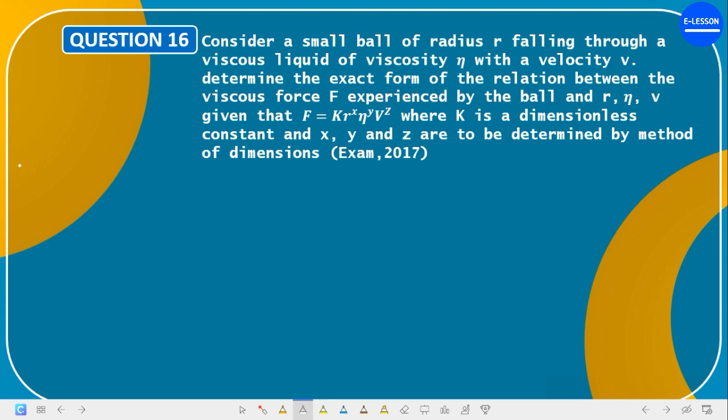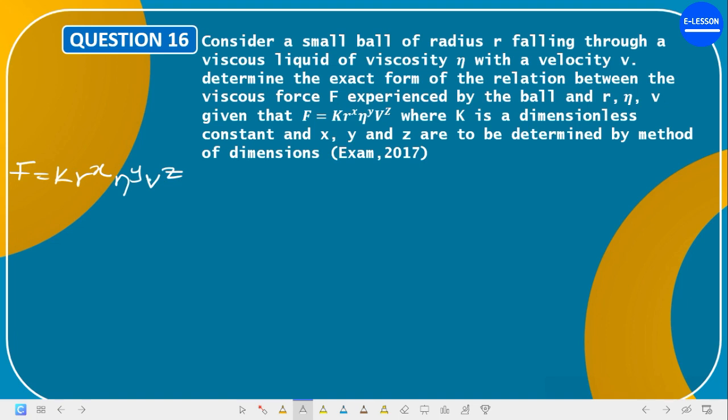Given that F is equal to k r raised to the power of x, viscosity raised to the power of y, and velocity raised to the power of z, where k is a dimensionless constant, and x, y, and z are to be determined by the method of dimensions.